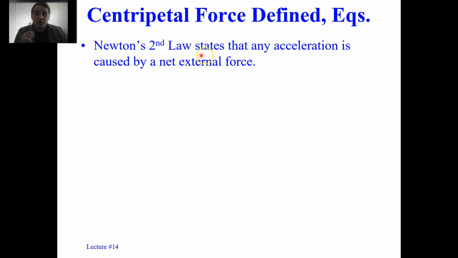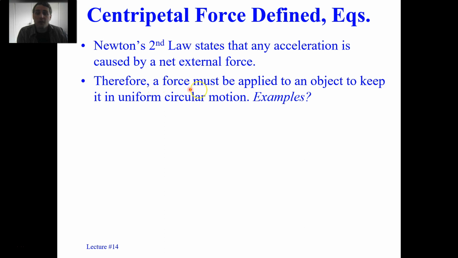So, as I already said, Newton's second law states that any acceleration is caused by a net external force. Therefore, a force must be applied to an object to keep it in circular motion. And I have you try to consider some examples in your mind. Okay, hopefully you pause the video and welcome back. So the idea is that you can imagine that if something's in circular motion, a force must hold it in circular motion. If I whirl a ball on a string over my head in a horizontal circle, I think the force that's holding the ball towards the center is the tension force.